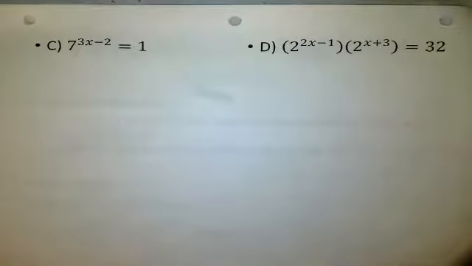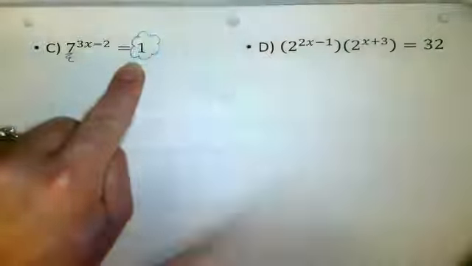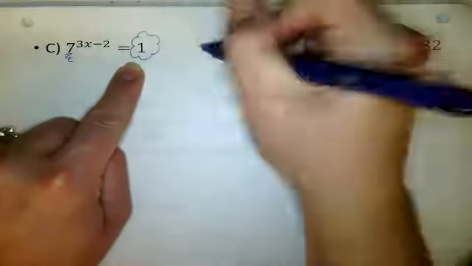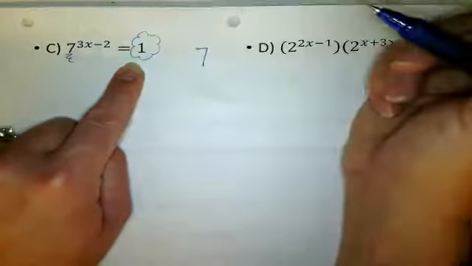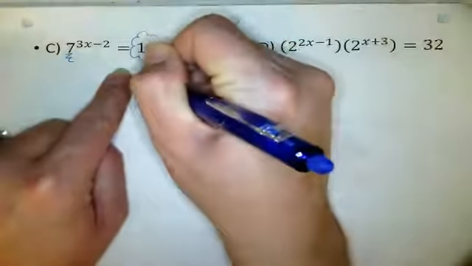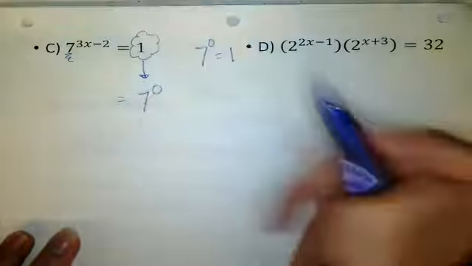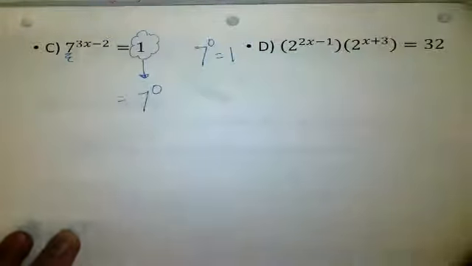7 to the 3x minus 2 equals 1. So my left-hand side has a base of 7. What I want to do is rewrite the right-hand side so it also uses a base of 7. 7 to what power equals 1? Oh, 7 to the 0 equals 1. That's absolutely true. Always, always. Ones are nice. So 7 to the power of 0 is the same as 1.